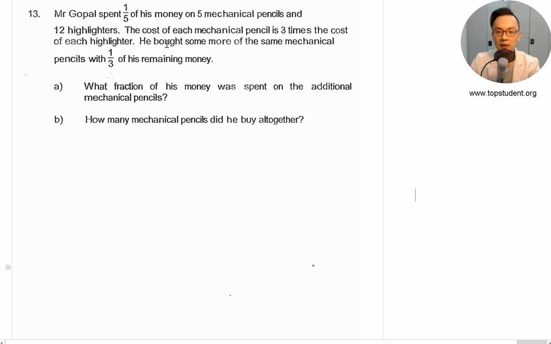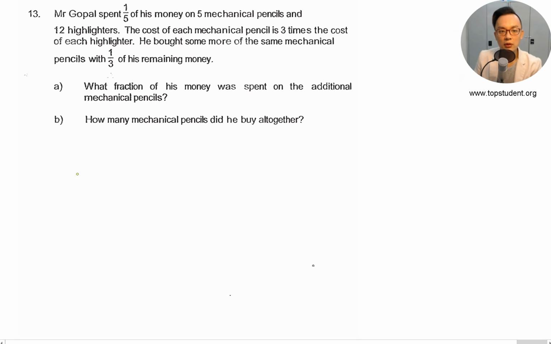He bought some of the same mechanical pencils with 1/3 of his remaining money. What fraction of his money was spent on additional mechanical pencils? How many mechanical pencils did he buy altogether? Okay, so when I see this kind of question, he spent 1/5 of his money on 5 pencils and 12 highlighters. The cost of each pencil.